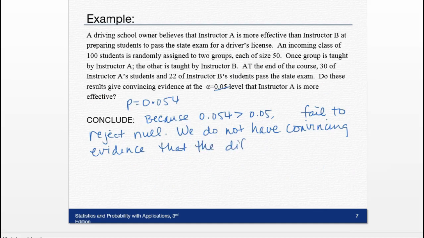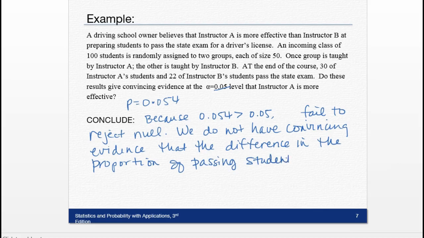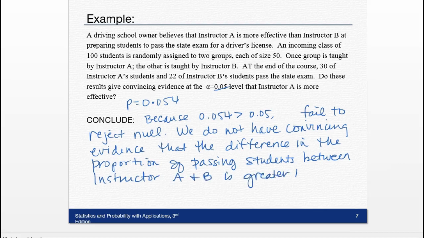The difference in the proportion of passing students between Instructor A and B is greater than 0. Okay, we don't have evidence it's greater than 0. What does that mean in real terms? That means we really don't know if Instructor A is better than B. We don't know. But this is the way we have to word it.